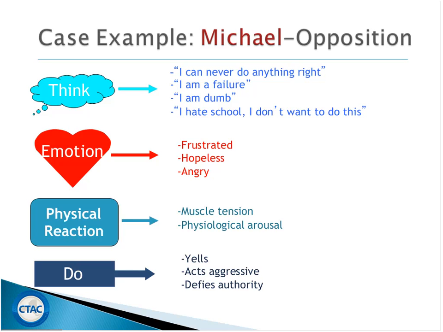And in terms of physiological reactions to these thoughts and these feelings, he was experiencing a lot of muscle tension and physiological arousal. So his heart would beat fast, his breathing would accelerate. And when he felt those sensations, he would yell, act aggressively, and defy authority.